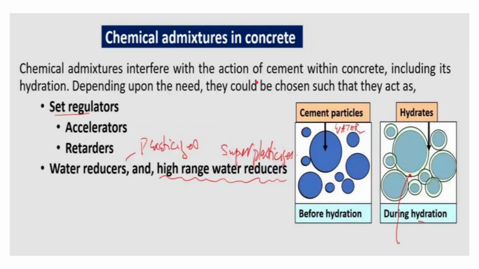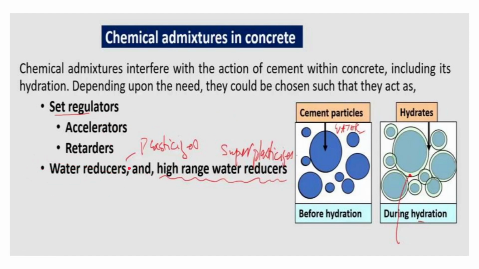What is chemical admixture? Chemical admixtures interfere with the action of cement within concrete, which can include the hydration also. Depending on the need, they can be chosen. Various types of chemical admixtures are available. The one we used in the previous example was the water reducer.